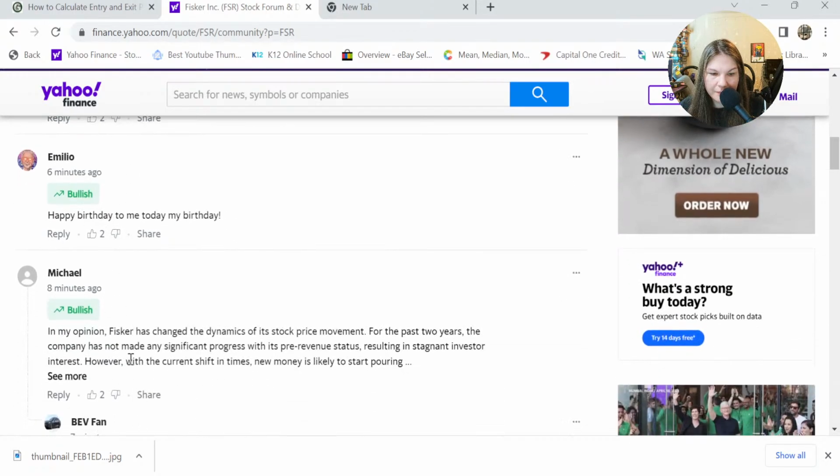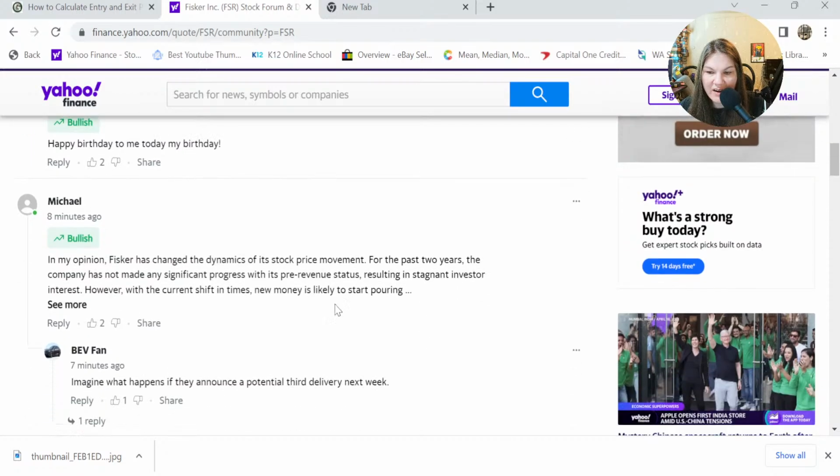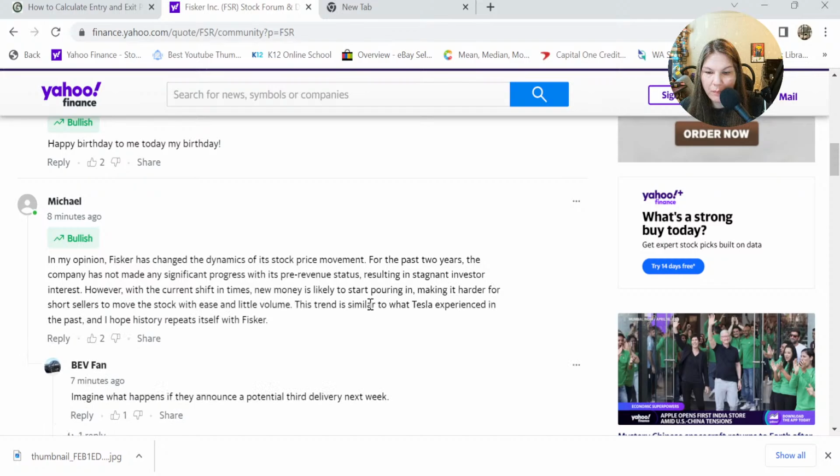Happy birthday, Emilio. "In my opinion, Fisker has changed the dynamics of its stock price movement. For the past 2 years, the company has not made any significant progress with its pre-revenue status, resulting in stagnant investor interest. However, with the current shift in times, new money is likely to start pouring in, making it harder for short sellers to move the stock with ease and little volume. This trend is similar to what Tesla experienced in the past. I hope history repeats itself with Fisker."